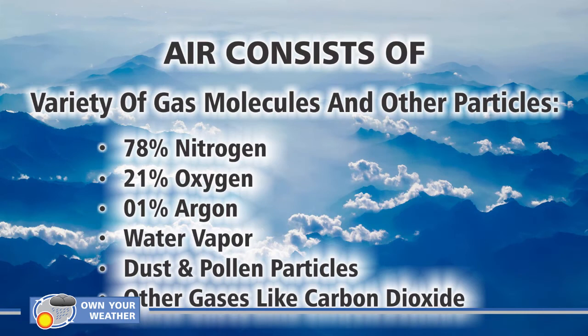Air in the troposphere, the layer of the atmosphere we live in, always contains a certain amount of gas molecules as well as other particles. About 78% nitrogen, oxygen 21%, argon about 1%. Then it also contains a certain amount of water vapor as well as dust and pollen particles and other gases like carbon dioxide. So it's never empty. It always contains a certain amount of these gases which have a varying degree of weight.